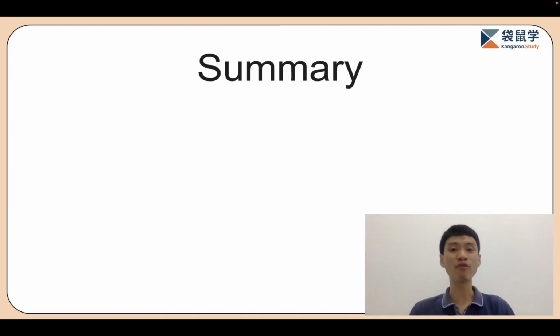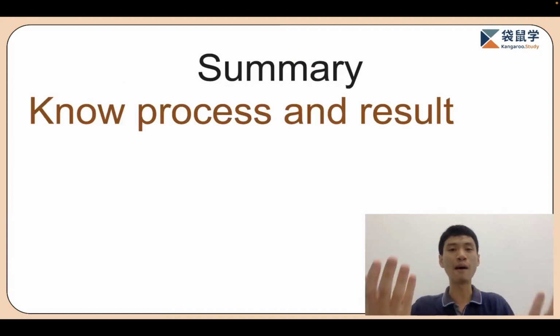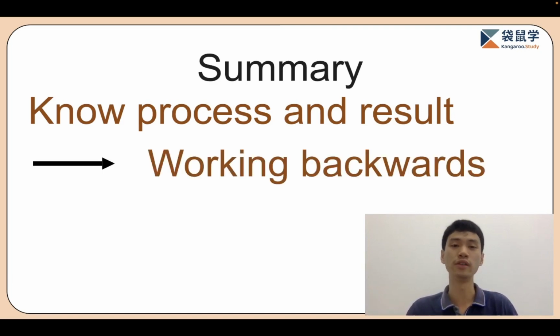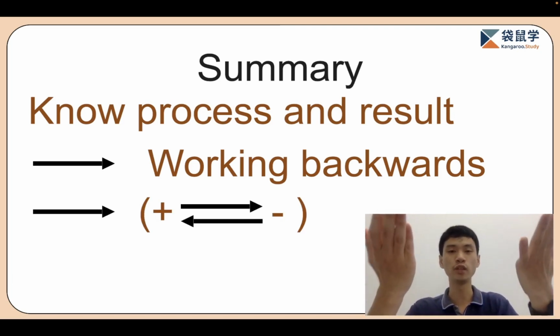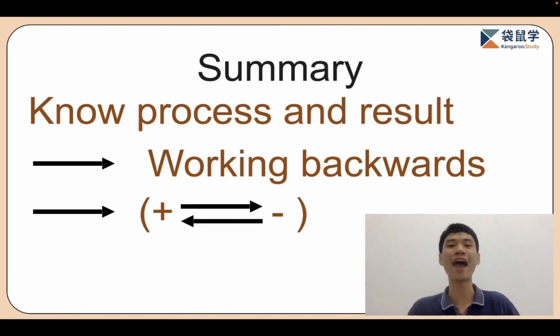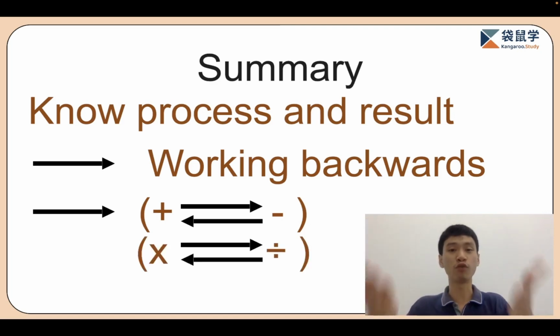So let's summarize everything we learned today. We learned about questions that retain no process and result. And we learned that we can work backwards to solve these questions. And what does that mean practically in the right and the left arrows? Well, it means that if we see a plus, we change to a minus when we work backwards. And if we see a minus, we change to plus working backwards. Additionally, if we see a times, we would do a divide working backwards. And if we see a divide, we would put a times working backwards.